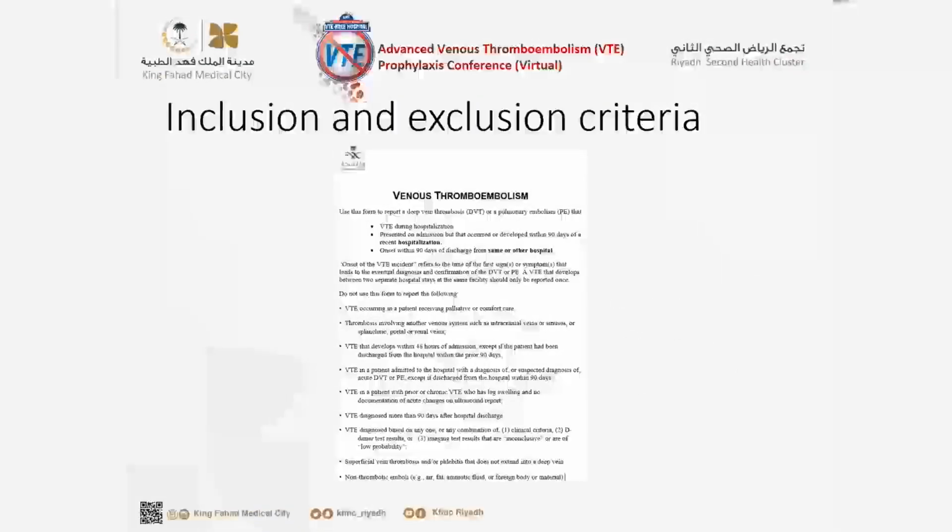So this is an example of the inclusion and exclusion criteria that should be used by the data collector and data validator. They should review the case against these criteria and include or exclude based on these detailed lists here.